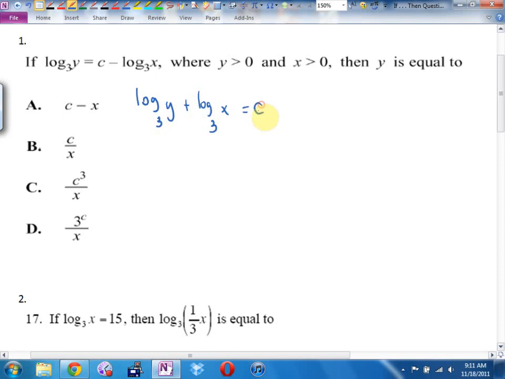Carly, I have no idea what to do now, but I'm stubborn, I'm clever, I'm a good academic student. I refuse to quit. I've got to try something. What might you try? What log law can you suddenly now apply? I tried combining them because I noticed my bases are the same. I don't think that's a coincidence. Adding two logs is the same as what? Okay. Instead of writing yx, I'll write xy alphabetically.